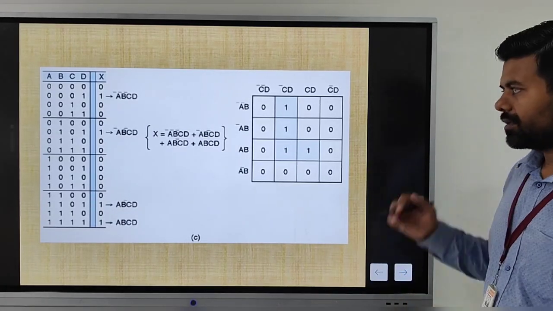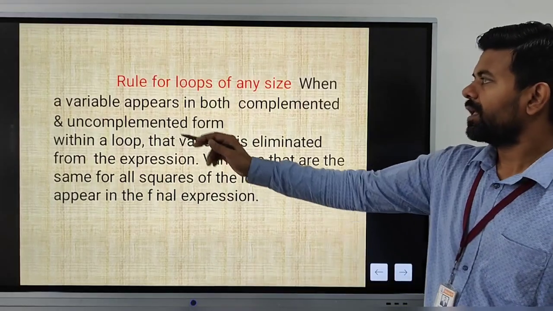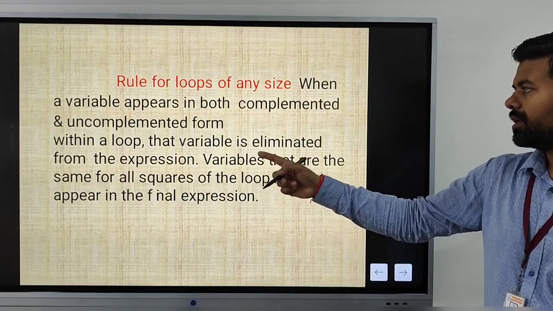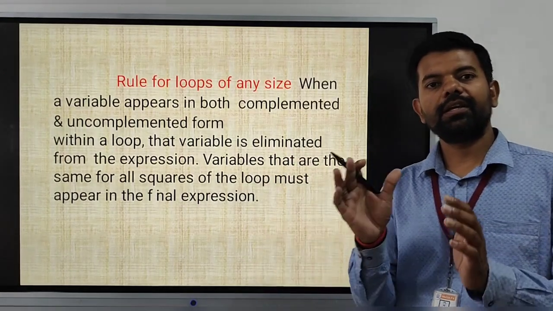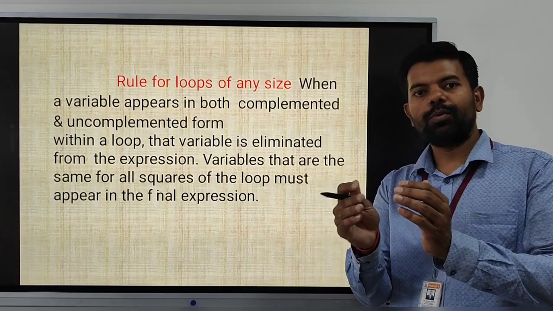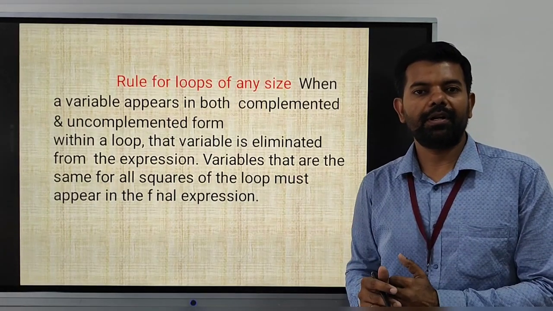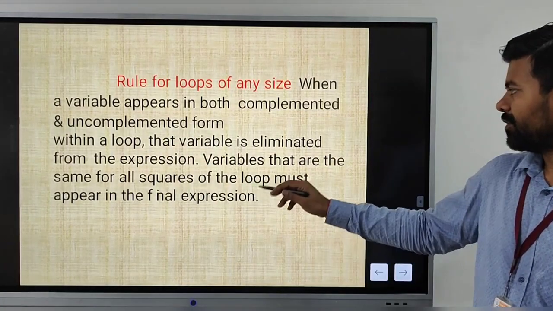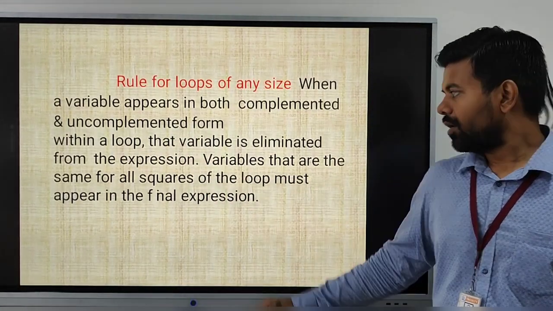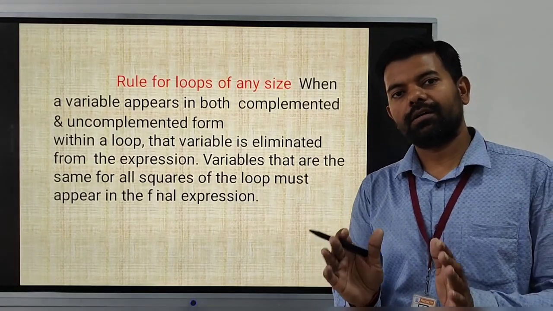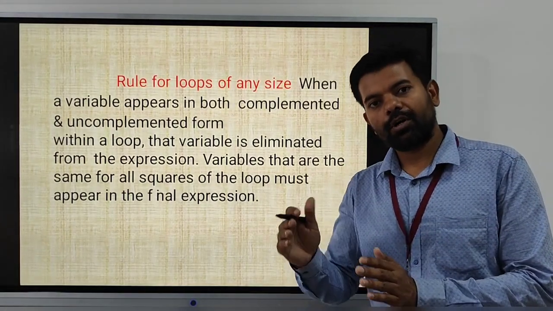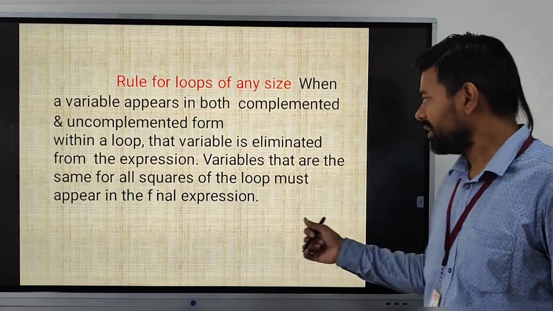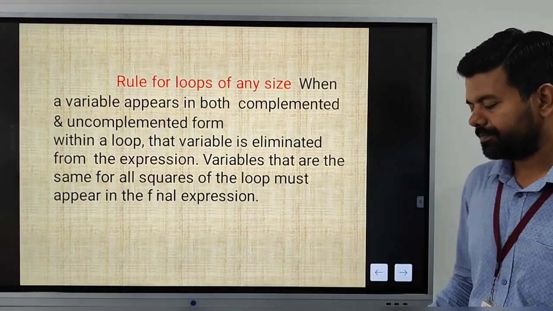First we will see how to loop. If a variable appears in both complemented and uncomplemented form within a loop, that variable is eliminated. Variables that are the same in all squares of the loop must appear in the final expression, that is, the variable which does not change or complement from its place appears in the final expression.